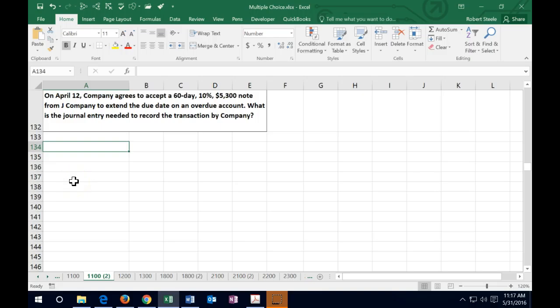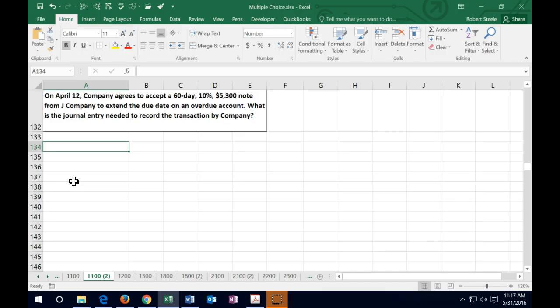Hello, in this lecture we're going to work some shorter test type problems that could be short enough to fit into a multiple choice type format. We have here on April 12th, company agrees to accept a 60-day 10% $5,300 note from J Company to extend the due date of an overdue account. What is the journal entry to record the transaction by the company?